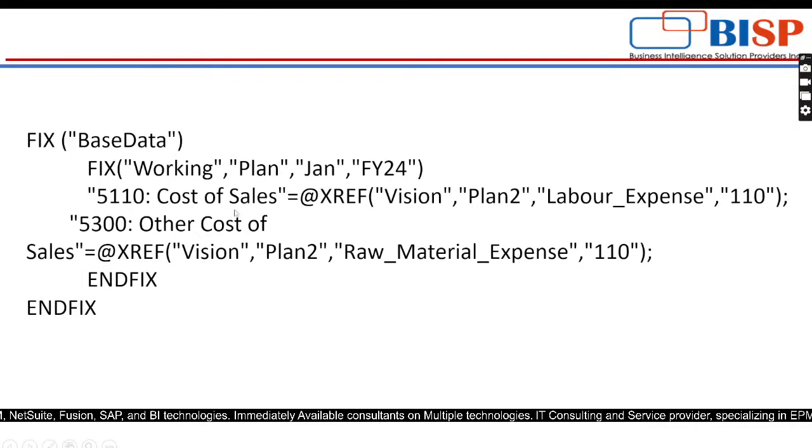Now in this rule we can see that we have used the @XREF function, and first we have the name of the application, that is Vision. Then we have the database name, that is the cube, Plan 2. Then we have directly mentioned the source data. So this is the POV that we have given. So now what will happen is we will get the result in 5110 from the cube Plan 1.